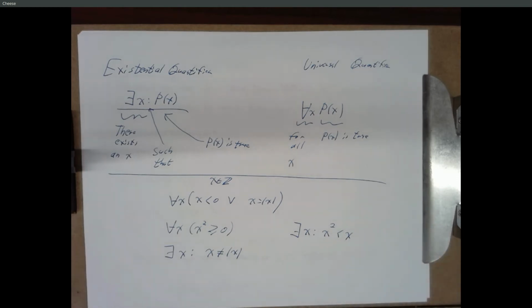There exists an x such that x squared is less than x. What's the value of x that makes that true? Anything less than 1, yeah. Or in between 1 and 0. Right, so if we're over the integers, there is no such x. If we're over the reals, something like 0.5 works, because 0.5 squared is 0.25, and that's smaller. So it depends on the domain here. Depends on what the universe is.